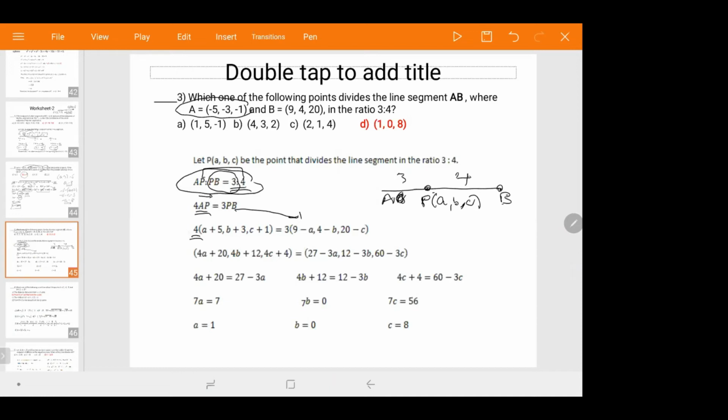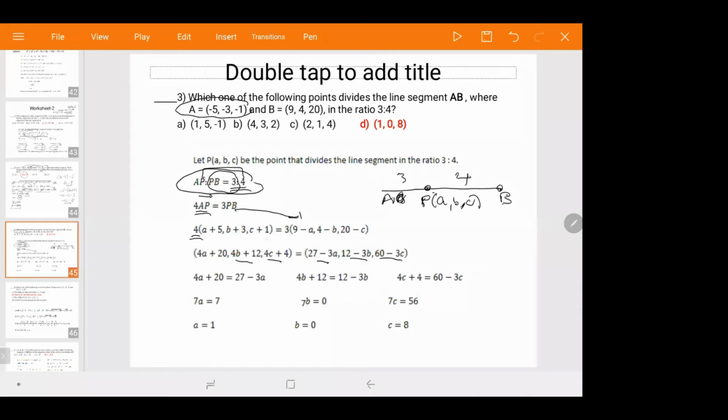Now, let us distribute these 4 and 3. 4 times (a plus 5) is 4a plus 20. 4 times (b plus 3) is 4b plus 12. 4 times (c plus 1) is 4c plus 4. 3 times (9 minus a) is 27 minus 3a. 3 times (4 minus b) is 12 minus 3b. 3 times (20 minus c) is 60 minus 3c.